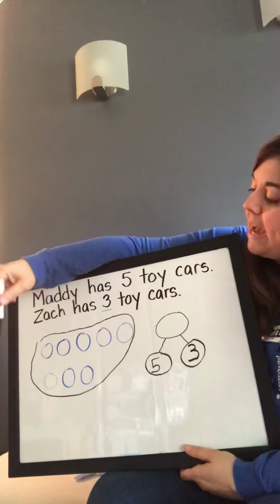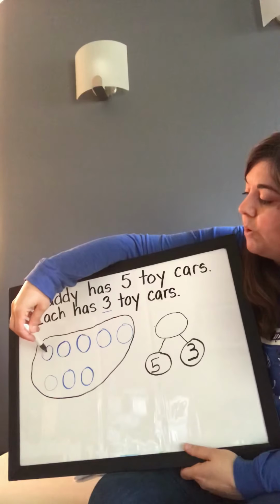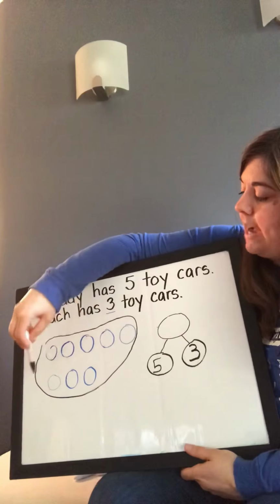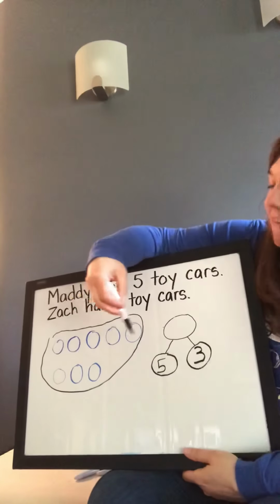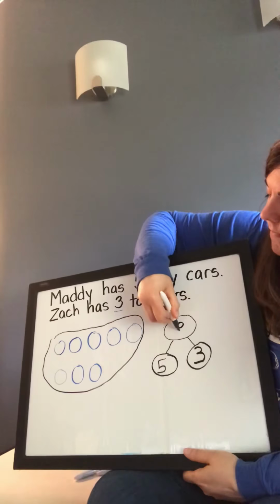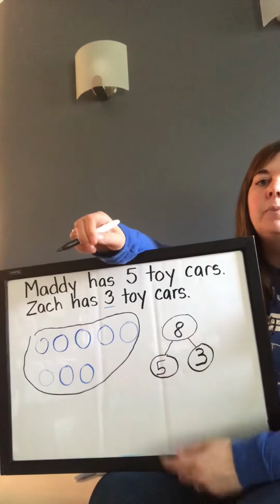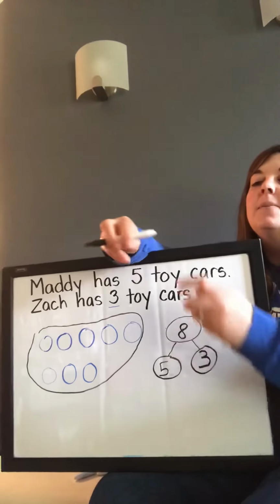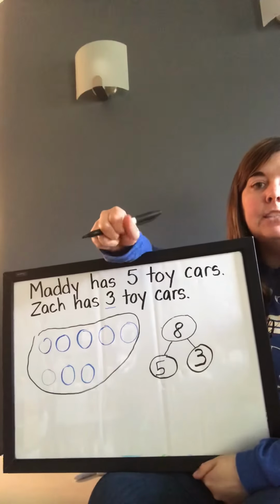All right, now I want you to count and we can see how many cars they have all together. 1, 2, 3, 4, 5, 6, 7, 8. They have 8 cars. Eight altogether. So we have a part of 5, a part of 3, and a whole of 8. If you need to pause to catch up, go ahead and pause. If not, you can keep going with me.